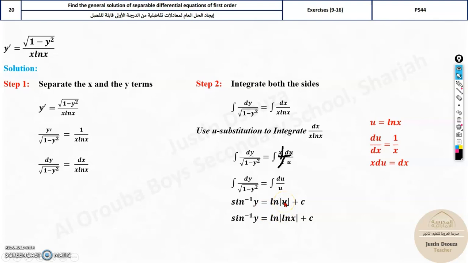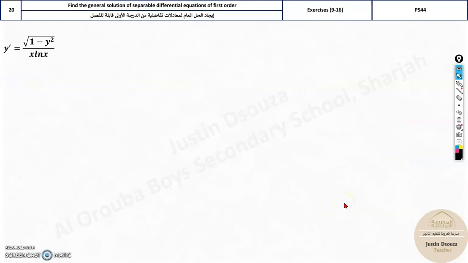That's not yet over because u is not substituted back. Now it is natural logarithm of natural logarithm x plus c. Now take the sine to the other side, and you will get the answer. Why? Because it's sine inverse. Take sine on both sides. Sine and sine inverse cancel and you are remaining with sine. This is the final answer.